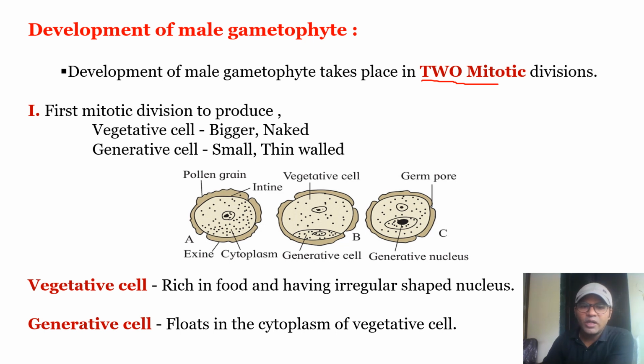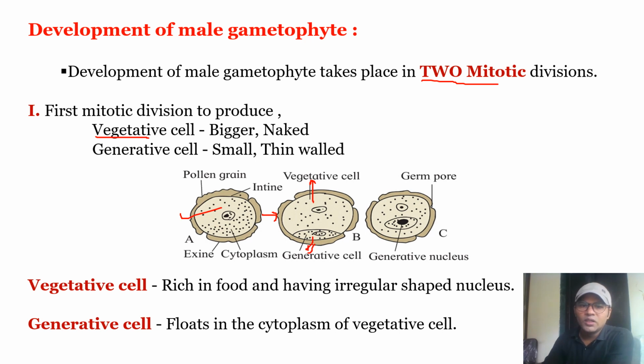So when there is first mitotic division of this pollen grain, you can find this is the whole pollen grain, and which undergoes first mitotic division, you will get this structure. Okay, this structure. So it forms two unequal cells. Larger one is said to be the vegetative cell. This one is the vegetative, which is larger one. This one is said to be the vegetative cell, which is bigger and naked. Another one which is formed is smaller and thin walled, called as generative cell.